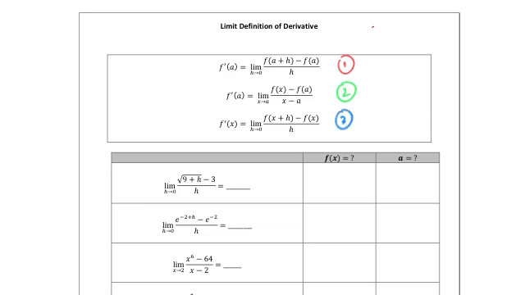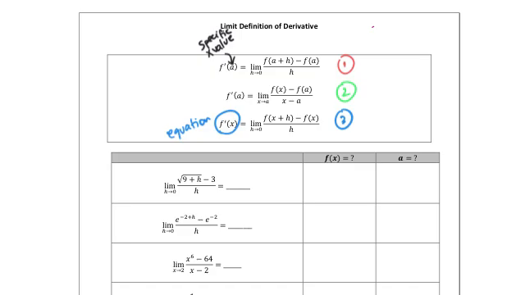Number 1 and 2 are the derivative at a point, being this x value. A is a specific x value. And then number 3 is f prime of x, right? This is an equation. The answer to that limit problem would be an equation, okay? The answer to the first two would be a number.